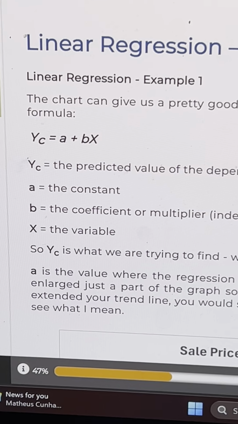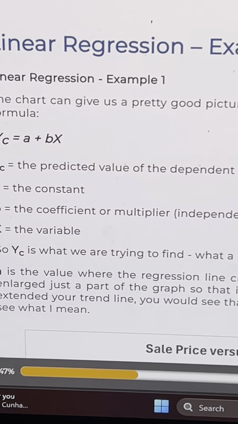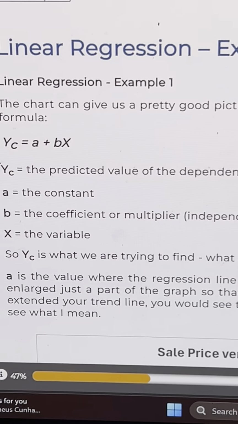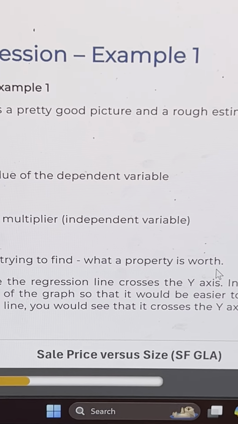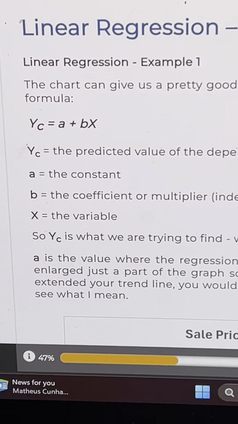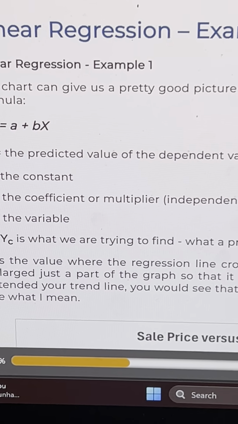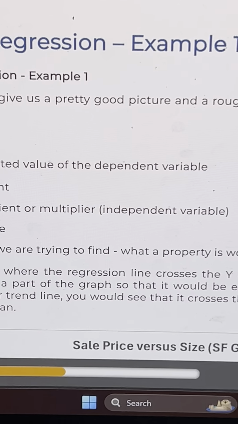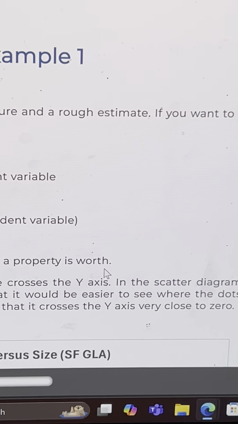So capital Y over C, the predicted value of the dependent variable, is what we are trying to find: what a property is worth. Lowercase A, which means the constant, is the value where the regression line crosses the y-axis.